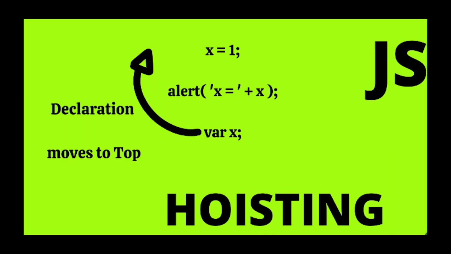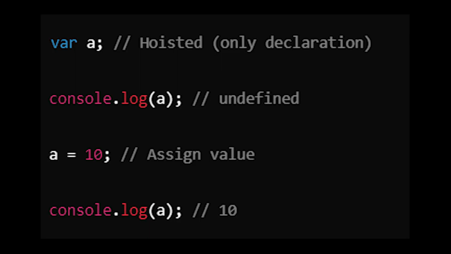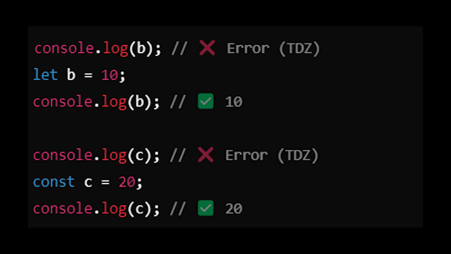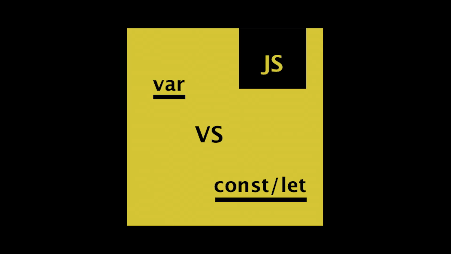Hoisting in JavaScript means that variable and function declarations are moved to the top of their scope before the code runs, like this. With var, the variable is hoisted but not its value, so it exists but is undefined. With let and const, they are also hoisted, but they don't get a default undefined value, so accessing them before declaration gives an error. So the simple explanation is: var is hoisted but stays undefined until assigned. Let and const are hoisted but not accessible before declaration.